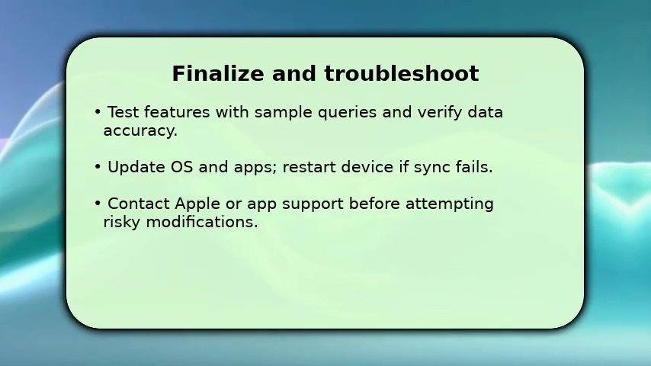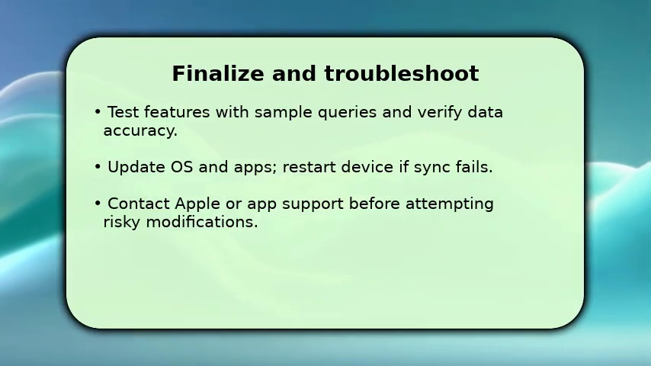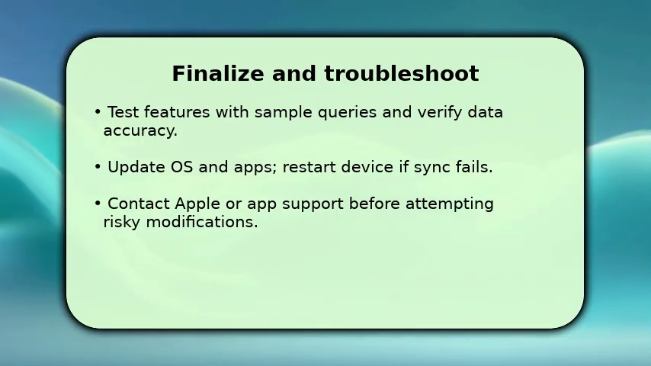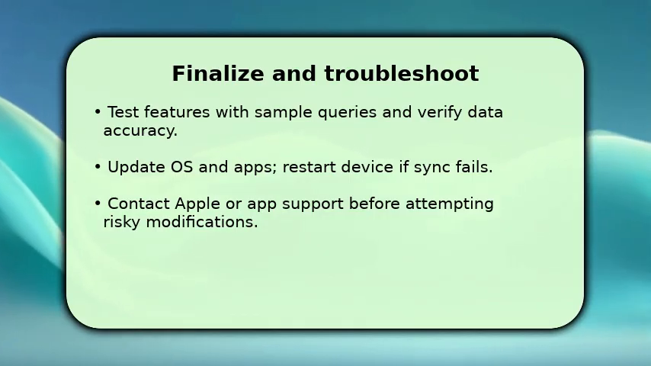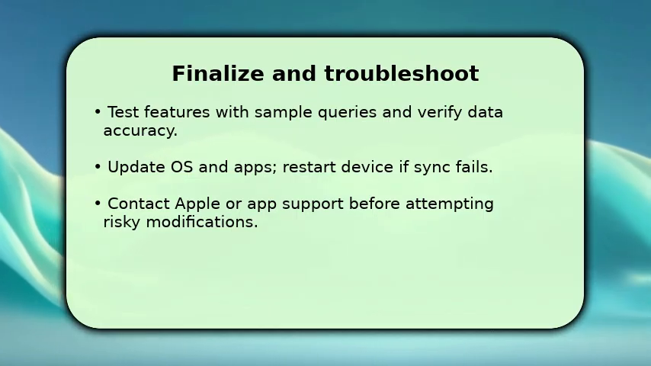If features behave erratically, update the OS and apps, then restart the device to clear transient issues. Make sure permissions and network settings allow background syncing. If problems persist, contact Apple support or the third-party app developer for guidance instead of attempting unsupported modifications. That keeps your warranty intact and gives you safe, reliable paths forward.